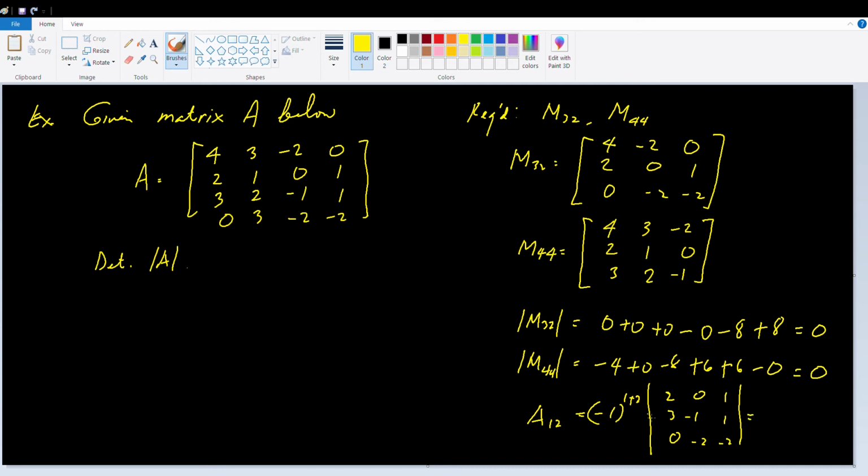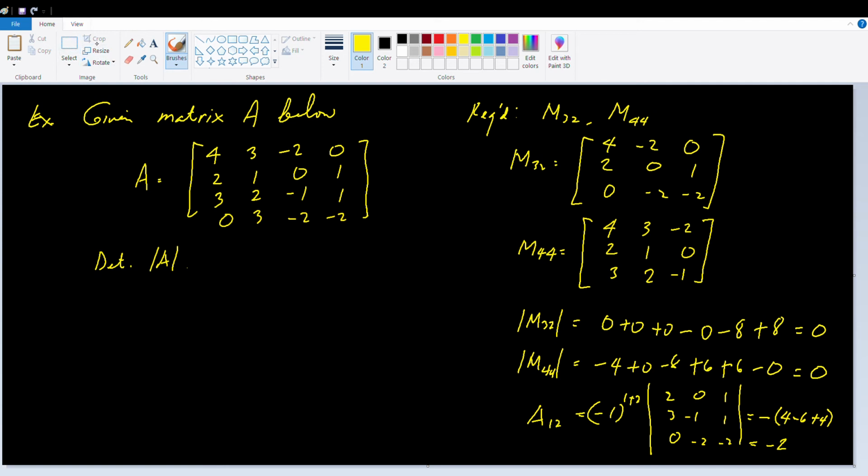Okay, so what do we have? Negative 1 raised to 1 plus 2. That is negative 1 raised to 3, which is negative. Times, let us get the determinant. 2 times negative 1 times negative 2 is positive 4. 0 times 1 is 0. 1 times 3 times negative 2 is negative 6. Minus 0 minus negative 4 is positive 4. And then minus 0. So what do we have here? 4 minus 6 plus 4 is positive 2, preceded by a negative sign. That will be negative 2. Okay?